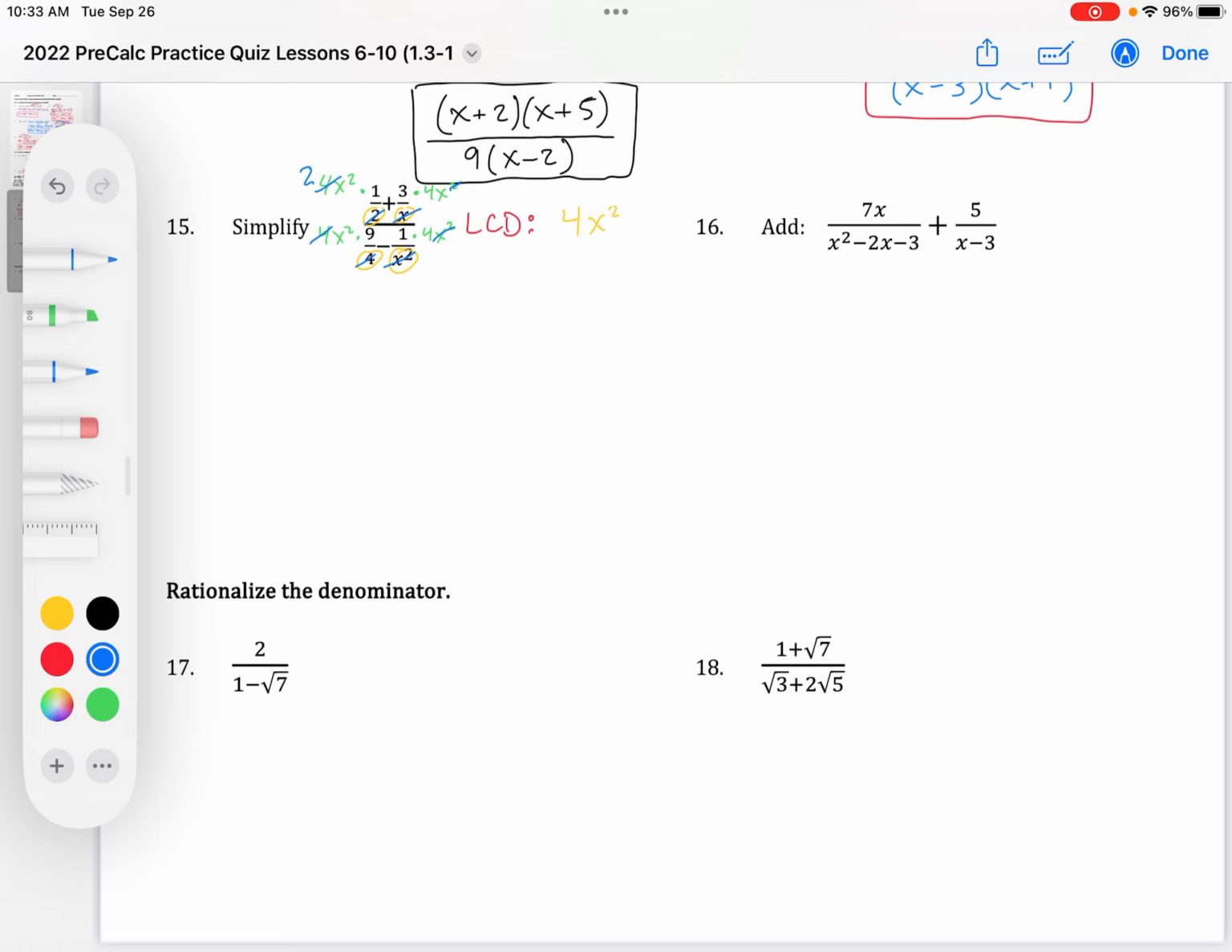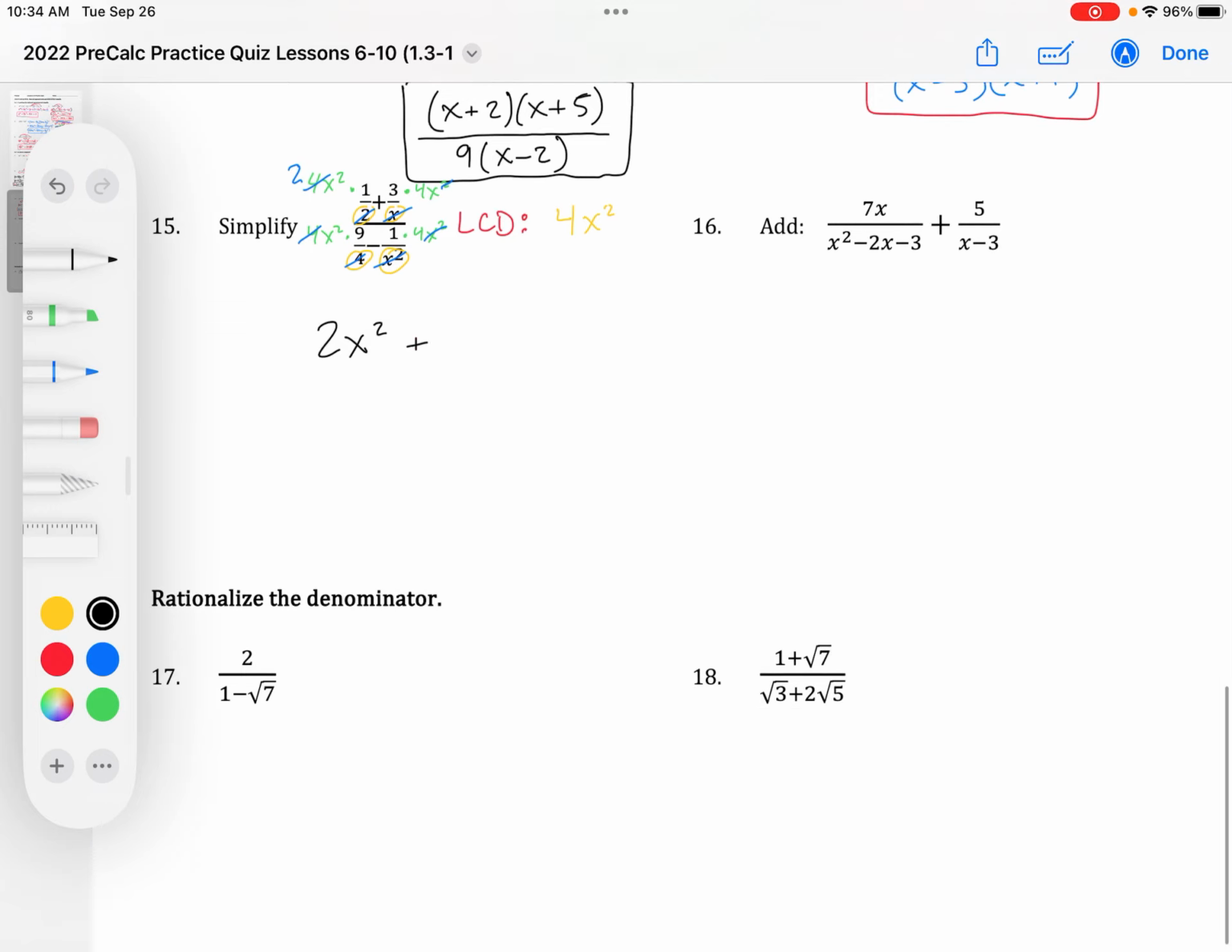So now we write what's left over. In the top, we have 2x squared times 1, so this is just going to be a 2x squared, plus this 3 times 4x is 12x. That's all that's left in the numerator. In the denominator, we have 9x squared, and then we have a minus 1 times 4, which is just 4. All right.